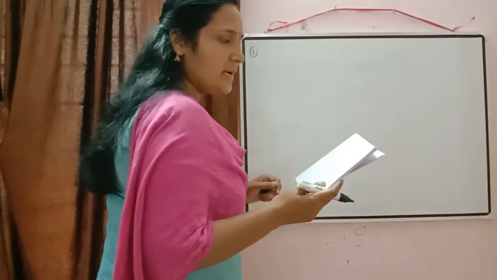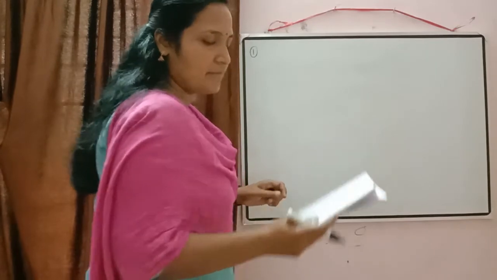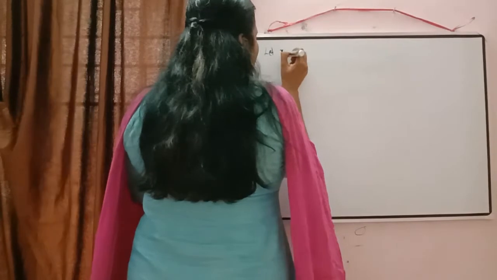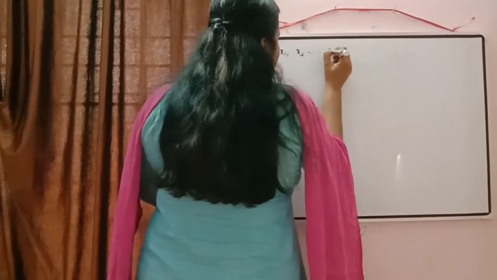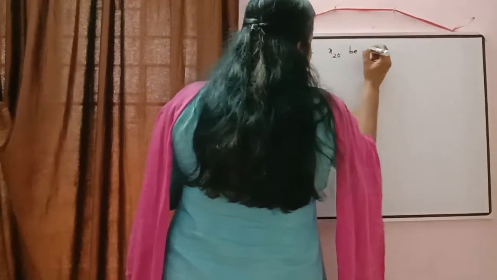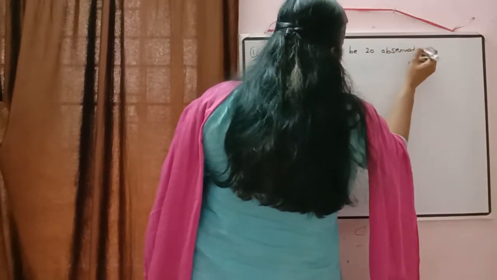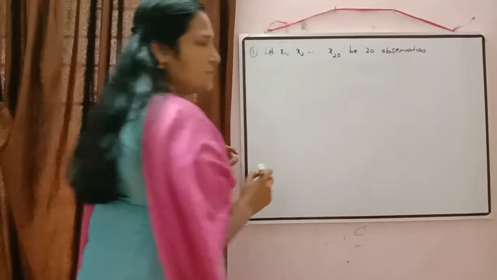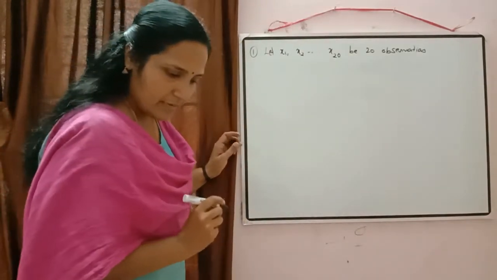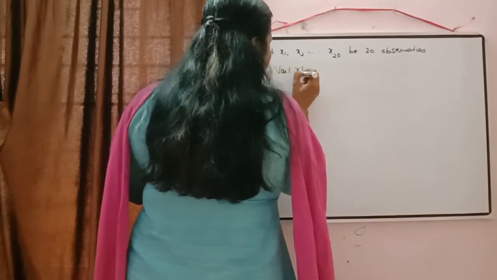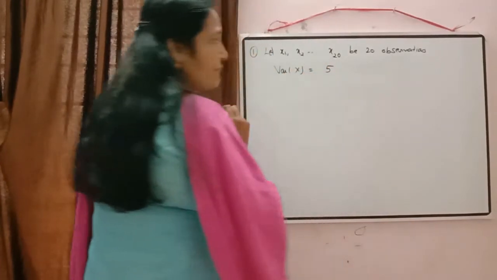What is given here? The variance of 20 observations is 5. So let x1, x2 up to x20 be the 20 observations. And what is given? Their variance is equal to 5. So we will write variance of x is given here as 5.